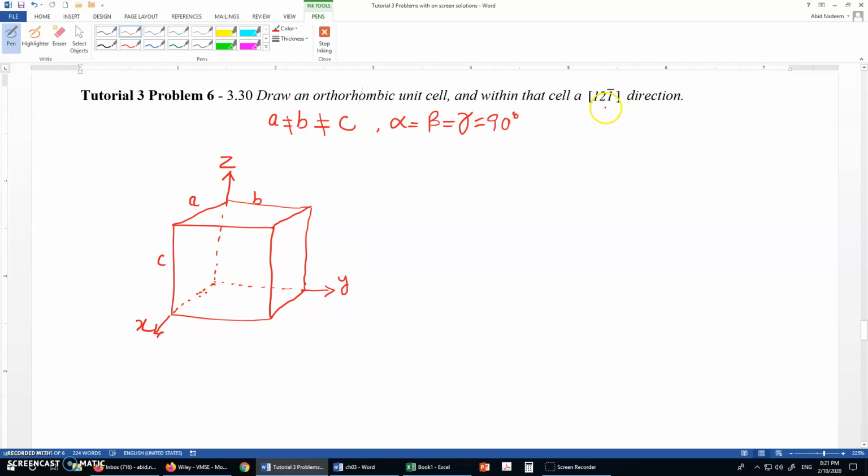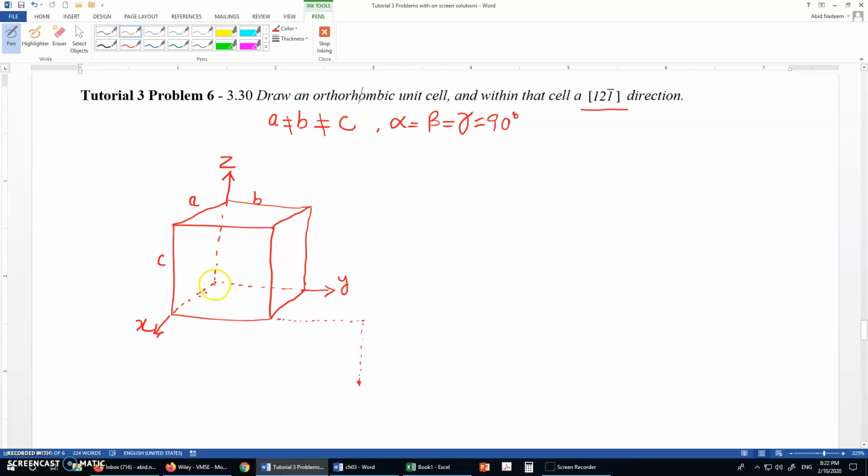So now we have to show this direction 1, 2, -1. This direction can be shown in more than one way. If you simply take these numbers, we can start from the origin and take a distance of 1, which is equal to A on the x-axis, and then 2, which is equal to 2B on the y-axis. So we can extend it like here, and then a distance of -1, which is equal to minus C along the z-axis. So the final point will be here.